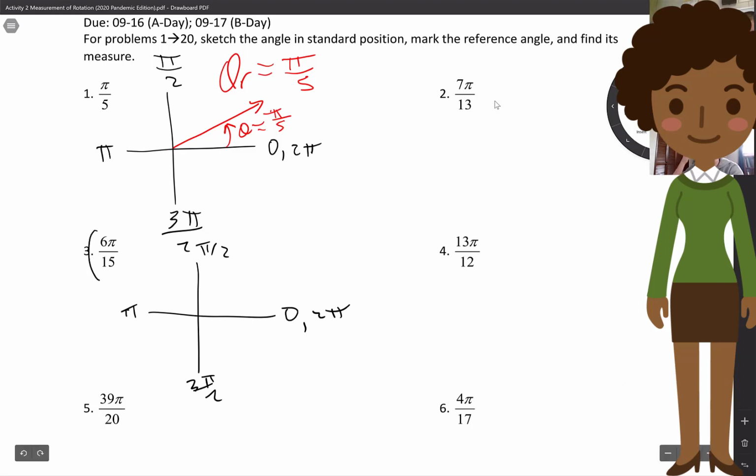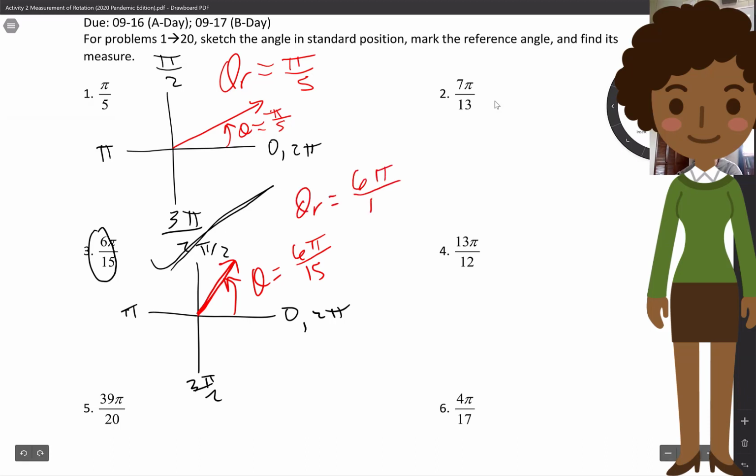And then you look at this 6 over 15. You ask yourself, is 6 over 15 bigger than half or smaller than half? Well, if it were 6 over 12, that would be half. So 6 over 15 has to be smaller than half. Does that make sense to you guys? So this one must be in quadrant 1 again. And there it is. And the reference angle has to be 6 pi over 15. You feeling okay so far, guys?